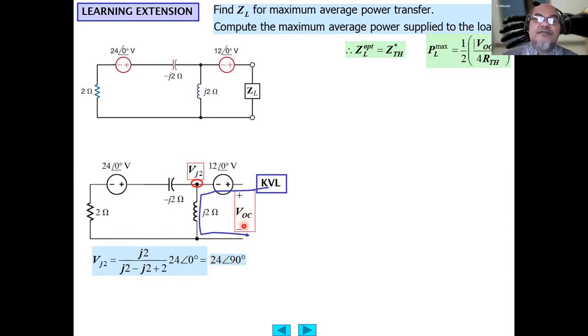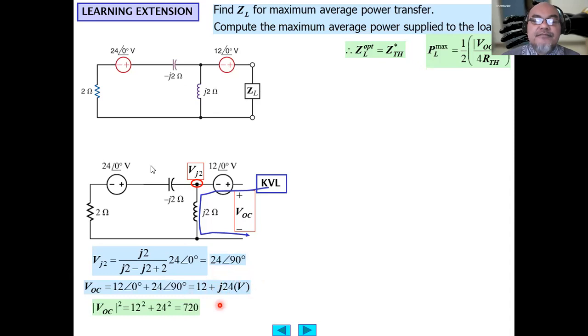Okay, then using KVL at this, we can calculate VOC. VOC will be equal to this 12 volt plus Vj2, or 12 volt plus 24 at 90 degrees, which equals 12 plus j24 volt in complex format.